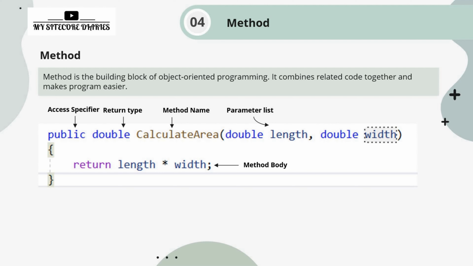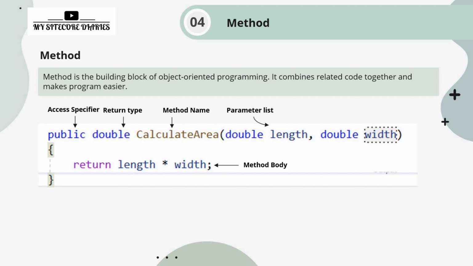You can have many parameters for a method, and then there is the method body. Method body means whatever logic you have written in that method. Here I am calculating the area of a rectangle, so I am doing length into width. That is my method body, and it returns that value, which must be double because your length and width are both double. So its return type is double. This is how you define the method.